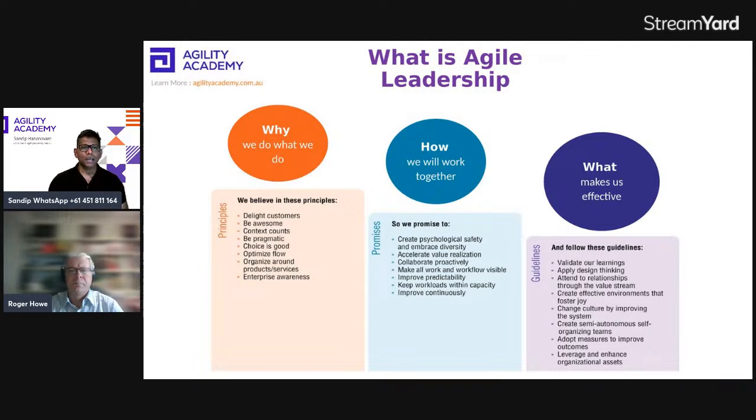And when it comes to providing guidelines, at the end of the day, people want some direction. People want someone who can help them see things which they are not able to see, and that's where these guidelines come into the picture. So what makes us effective? Are we validating our learnings? Are we understanding? Are we talking with the right kind of people? Are we listening to our customers? Are we listening to our staff members? Are we creating an environment where people want to come and join?